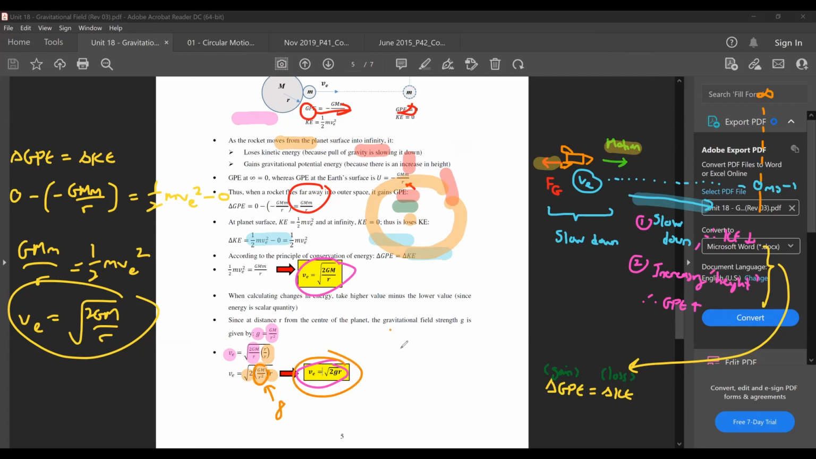But I would say this one is actually not so important, because I've never seen in past years where they ask you to use this equation or to express it in this form. This one I don't think is really that important. What is important is the one at the top.